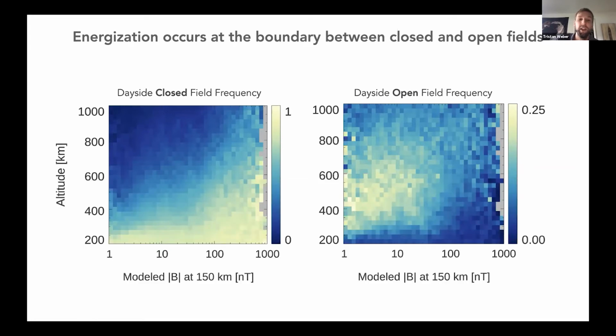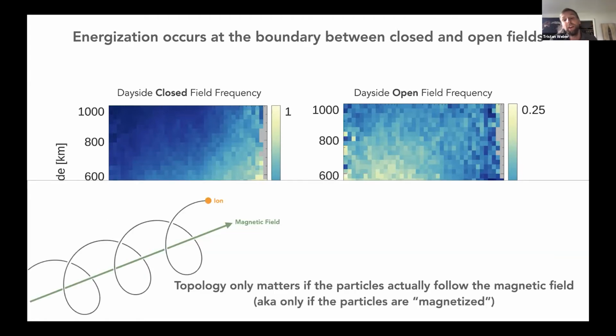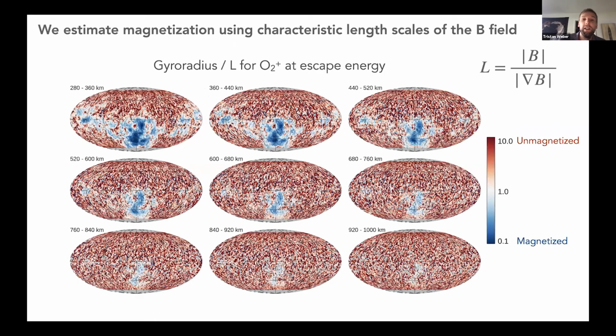These measurements, I should say, were made using electrons, so they don't necessarily apply to high energy ions. Okay, so as one last measurement for us to make, we want to figure out if these particles are actually magnetized to the magnetic field. And we estimate that using length scales of the magnetic field. What I'm showing here is maps of the estimated magnetization of O2+ particles at escape energy.